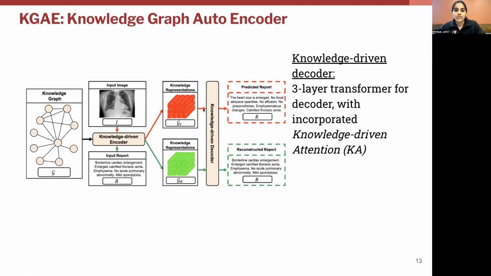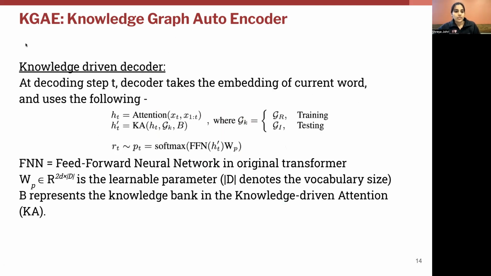So once we have this, then we have knowledge representations. Now we want to decode this so that we can generate the actual report. In this case, since we want to generate a long report, the authors are using a 3-layer transformer as a decoder, and they have incorporated knowledge-driven attention, which I'll talk about in a second. So the idea is that they mathematically define the knowledge-driven attention as an attention calculation between H_T, where X_T is a word, and it is the word embedding plus the position embedding combined.